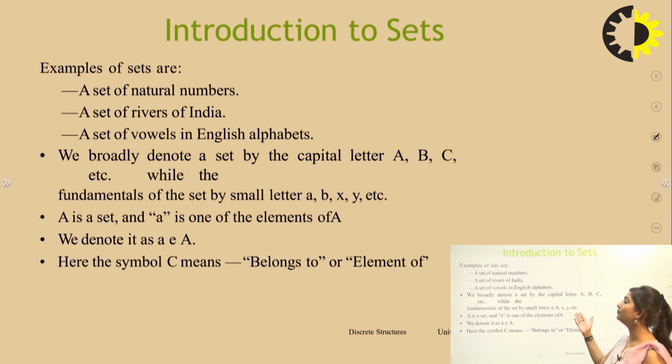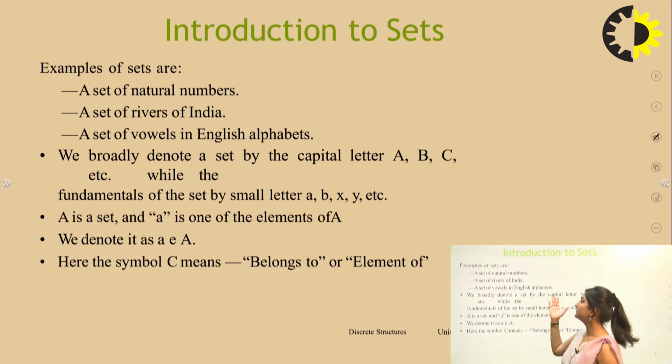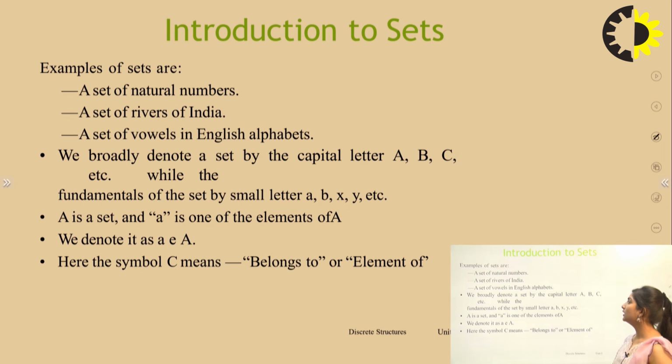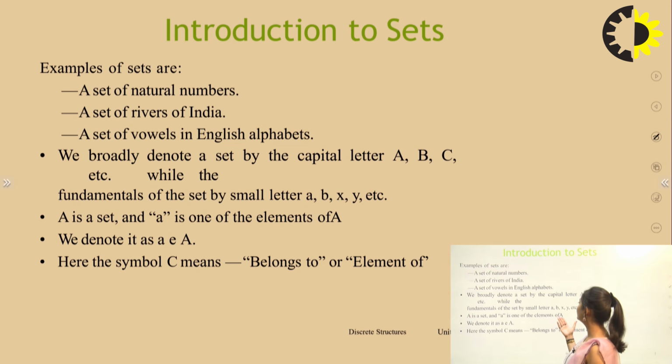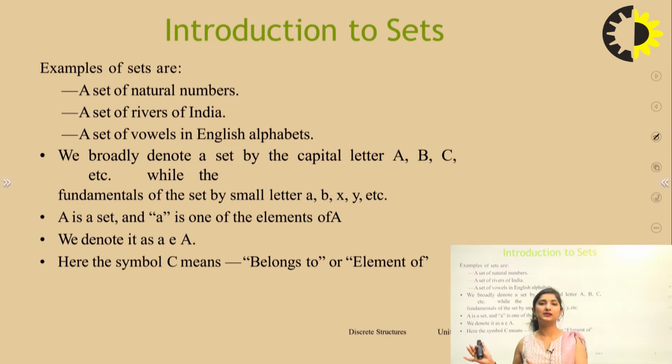Examples of sets are the set of natural numbers, the set of rivers of India, the set of vowels in the English alphabet. We broadly denote a set by a capital letter A, B, C. A is a set and a is one of the elements of capital A. If we ignore case sensitivity, we can have small a, small b, small c in one set, and also capital A, B, C in the same set.